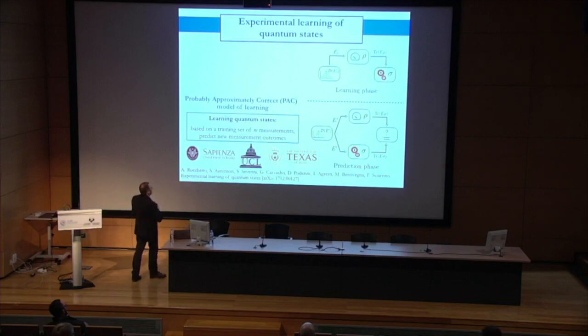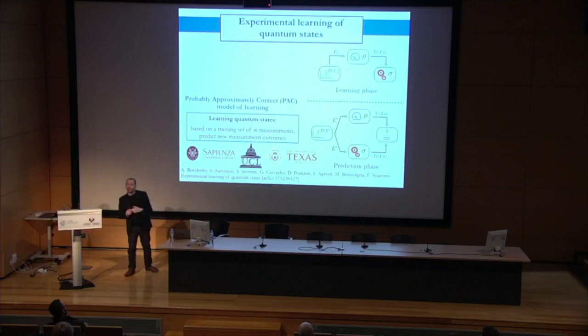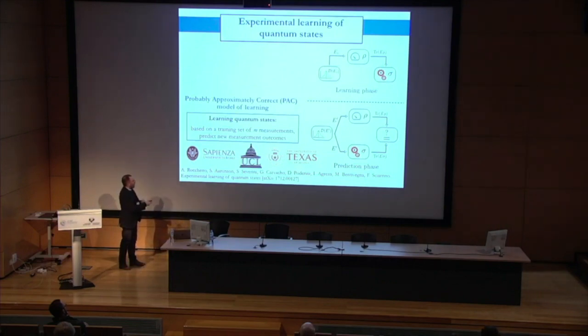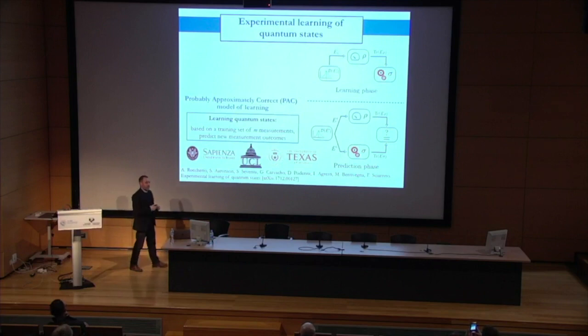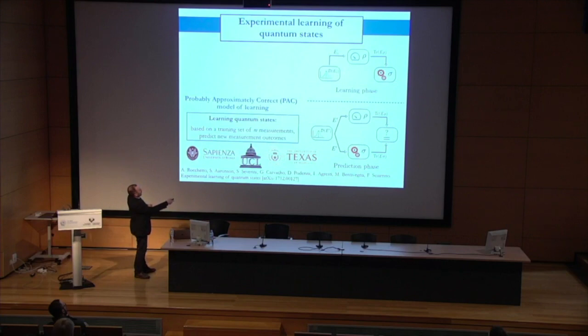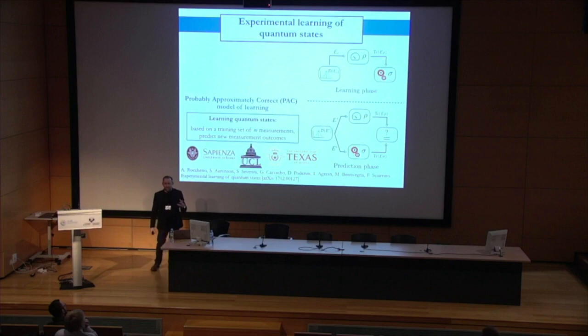We experimentally tested a recent proposal by Scott Aaronson on the learning of quantum states, where by learning of quantum states, the meaning of this sentence is, based on a training set of M measurements, to predict new measurement outcomes. And this via a PAC learning approach, where PAC stands for probably approximately correct. So you have a learning state, you perform some measurement. Based on this measurement, you have some estimate, some guess, and then based on the guess, you can then make some prediction on other measurements.